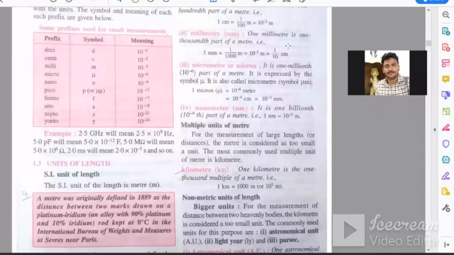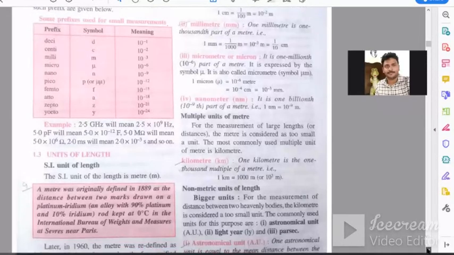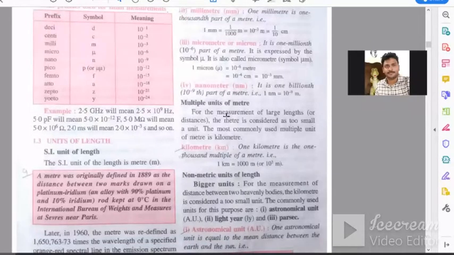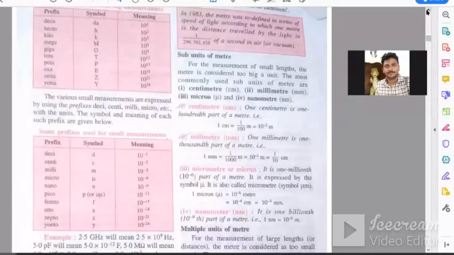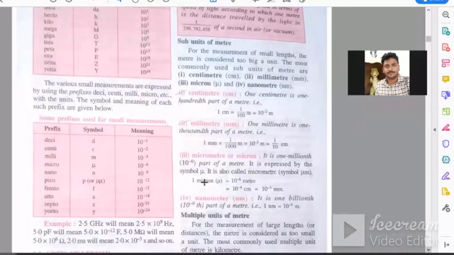Now next one, multiple unit. Multiple unit means units which are bigger than meter. So we are having here kilometer. Okay, kilometer, you can see here 1 kilometer is equal to 1000 meter, right? Now multiple and sub-multiple. See, if you see your textbook, here they have written multiple and sub-multiple unit, and here it is sub-multiple or sub-unit. So it means that they are factors of 10. Okay, sub-unit and multiple unit, they are factors of 10 as you can see in the table.